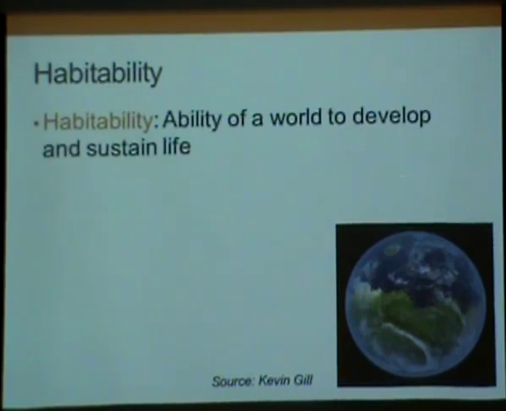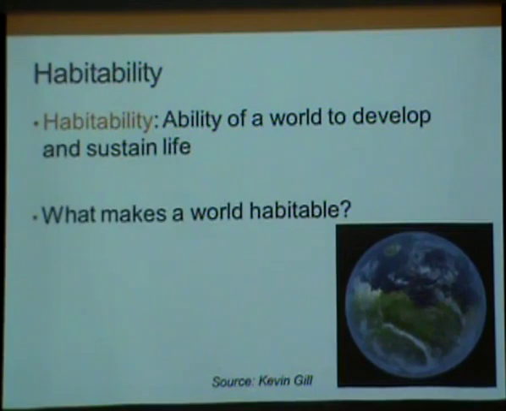Habitability is the ability of a world to develop and sustain life. And this is one of the basic concepts of astrobiology. Now, what makes a world habitable?